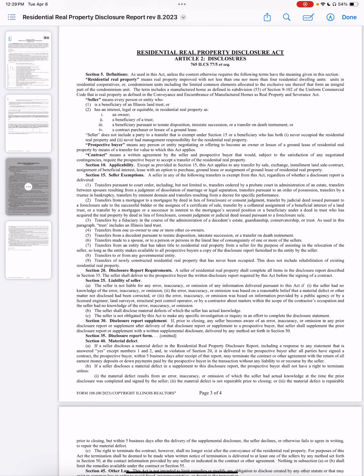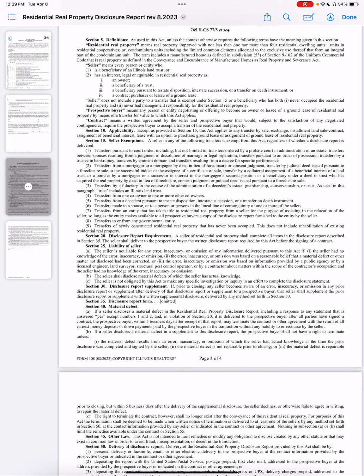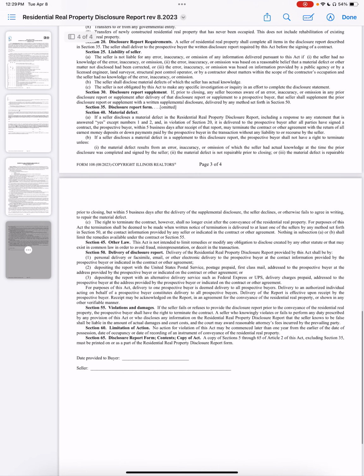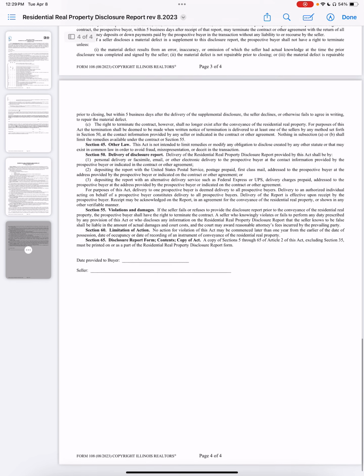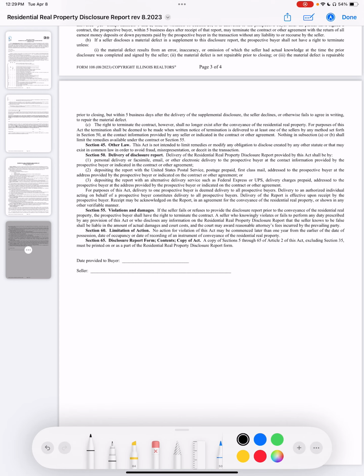The next two pages right here are Article 2 and the disclosures. I would suggest that you read through this section. It's pretty easy to understand. If you do have any questions, of course, I am available for that. But down here at the end, we do have this area that says date provided to buyer and then the seller's initials. This will be filled out by the buyer as part of the contract.